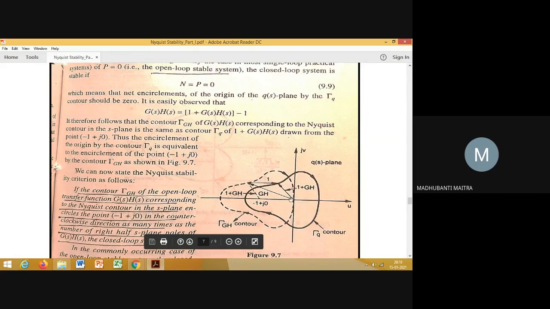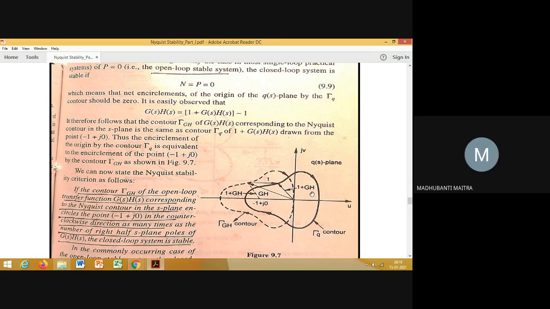So this is my Q(s) vector, which is the 1 + GH vector. Do you agree? The bold one is the Q(s) plane contour. This is my Q(s) plane. Hence, if I join a point on this contour to the origin, then I'll get the Q(s) phasor, which is nothing but the 1 + GH phasor. Yes or no?